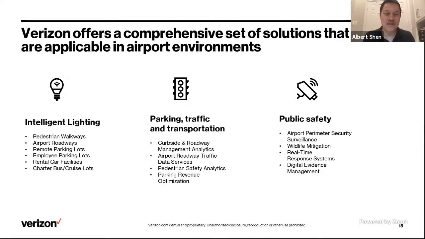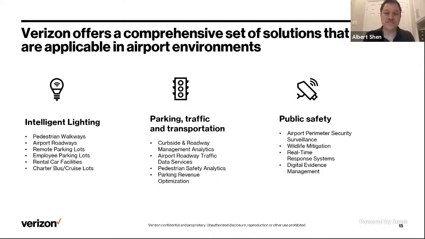That is real-time information, and it also captures citizen data: when passengers or citizens see something going on, they capture it on their mobile devices. They can then upload it into the real-time response system for digital evidence management. So next slide.